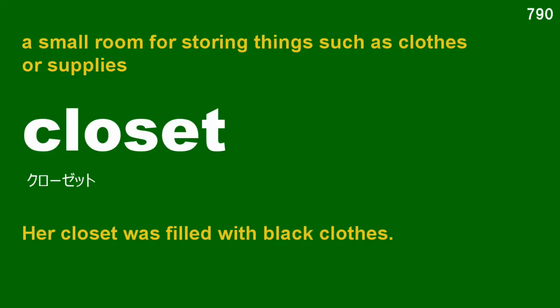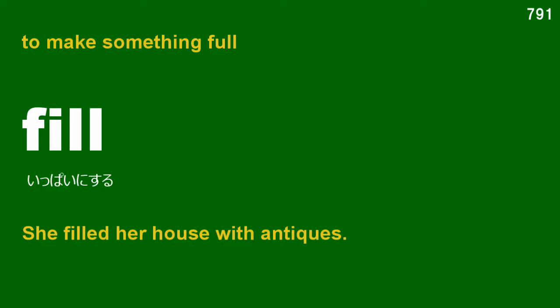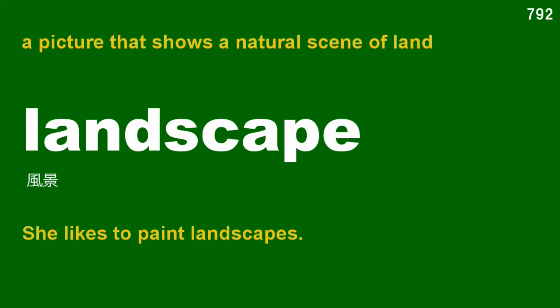A small room for storing things such as clothes or supplies. Closet. Her closet was filled with black clothes. To make something full. Fill. She filled her house with antiques. A picture that shows a natural scene of land. Landscape. She likes to paint landscapes.